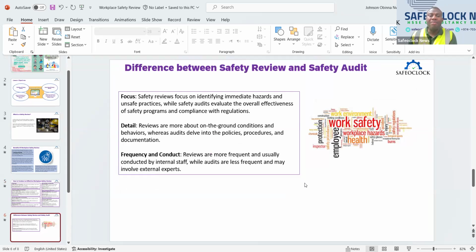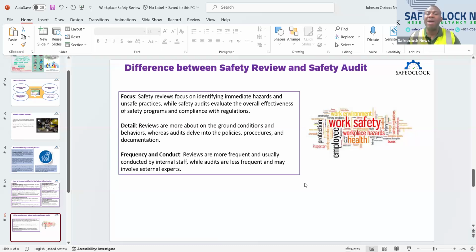Now, rounding off, let me look at some of the differences between safety audit and safety review. In safety review, one of the differences is focus. Safety review is focusing on identifying hazards, immediate hazards, the unsafe practices. Whereas a safety audit is looking at the overall effectiveness of the safety program in that workplace. So in detail also, safety audit is more detailed than safety review.